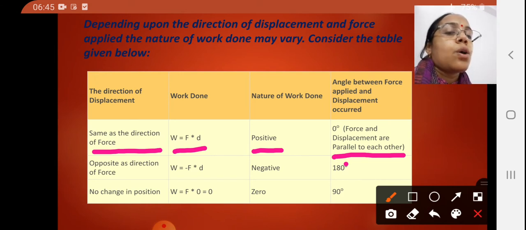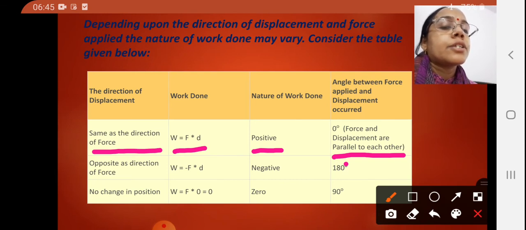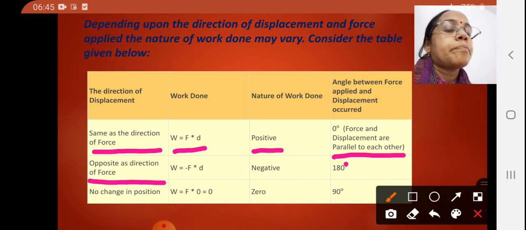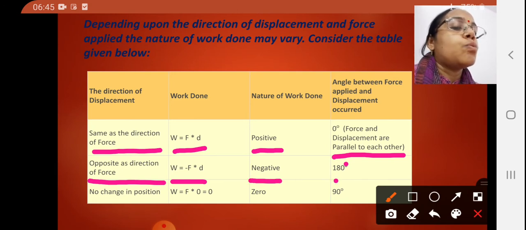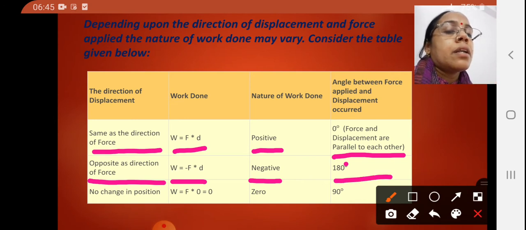The second is when the direction of displacement is opposite to the direction of force. Then W is equal to minus Fd, and since minus Fd is there, it is negative work done. And what is the angle between them? It is 180 degree.